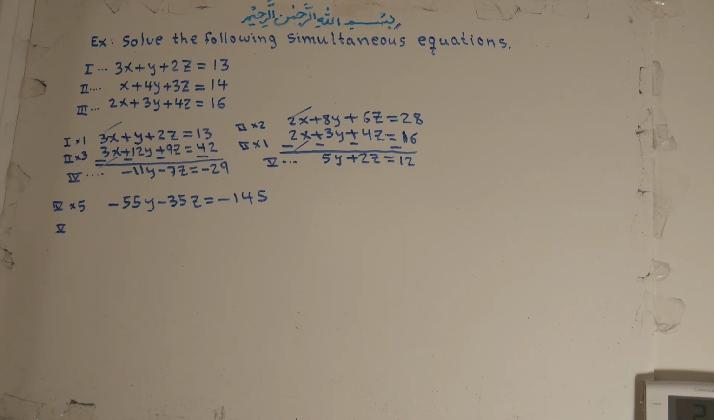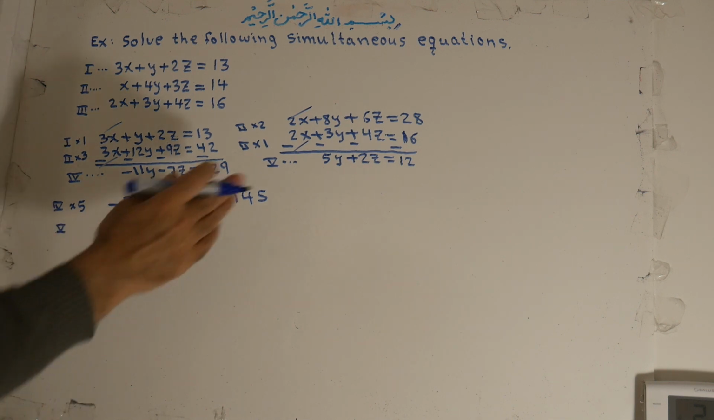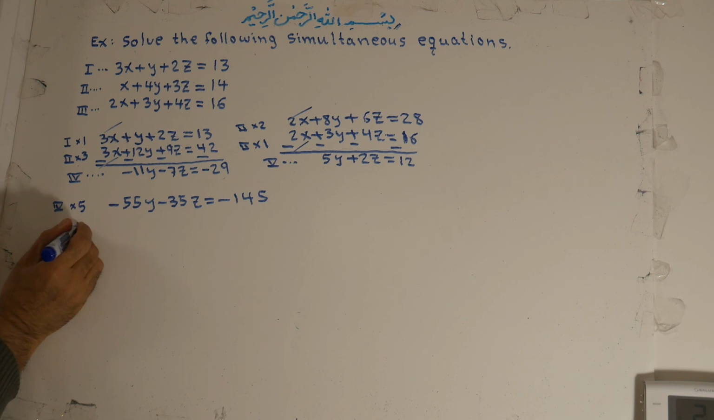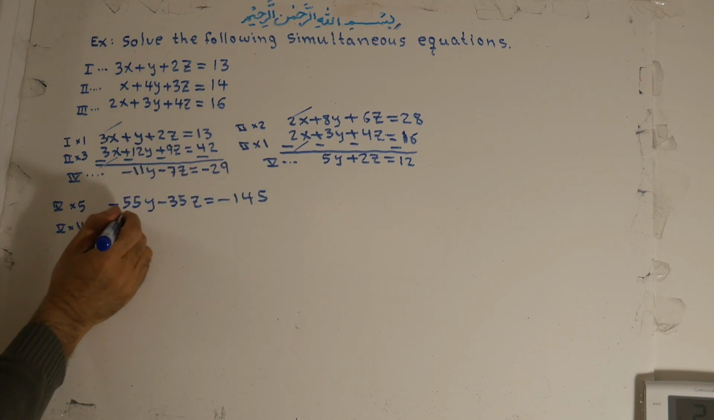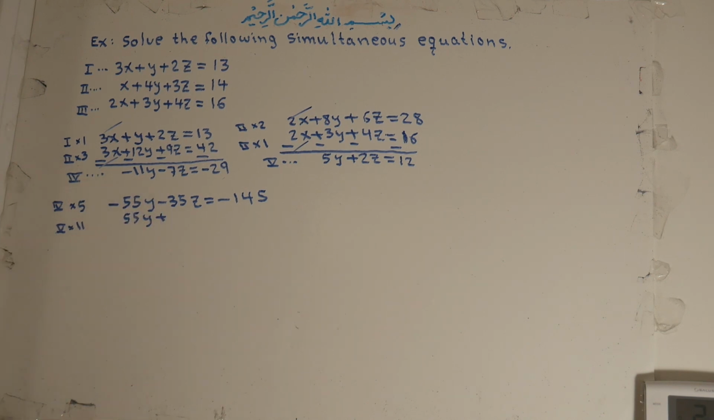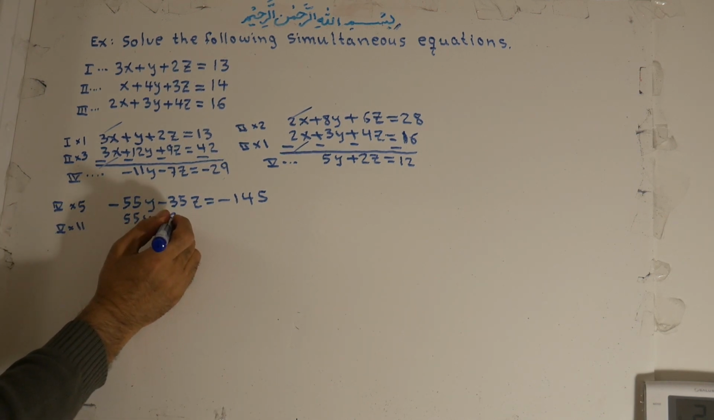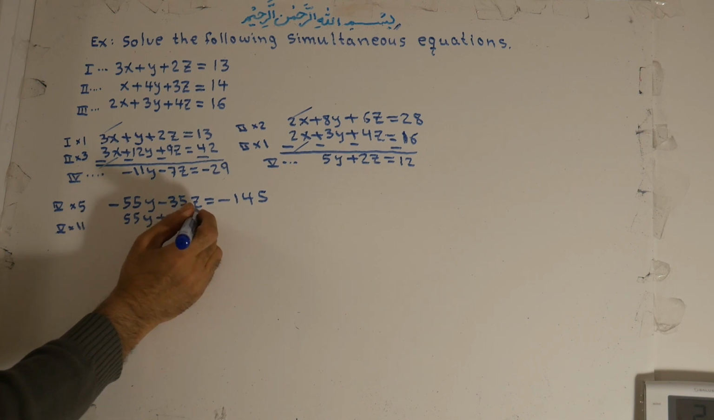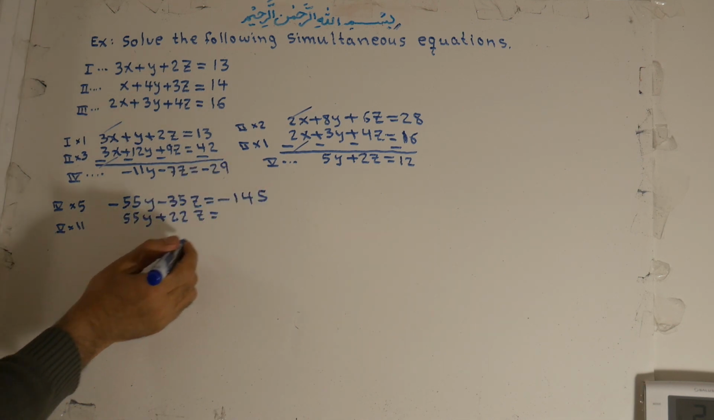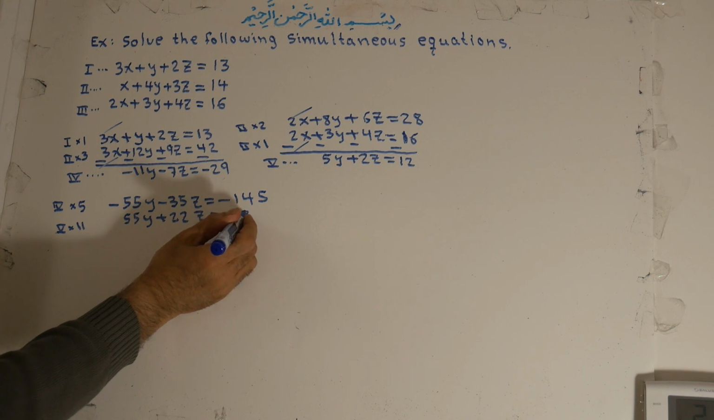And for equation number 5, we multiply all of the equation with the coefficient of y in number 4, that is 11. 11 times 5 is equal to 55y, plus 2 times 11 is equal to 22z, that is equal to 11 times 12 is 132. Positive 132.